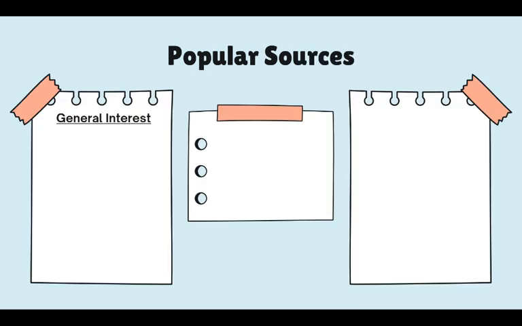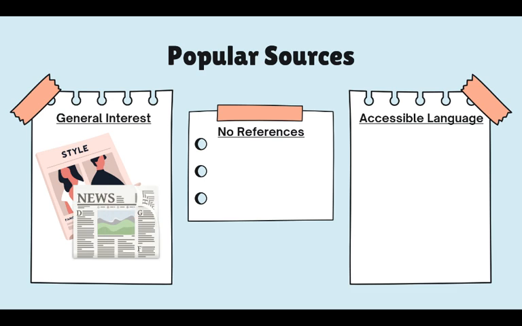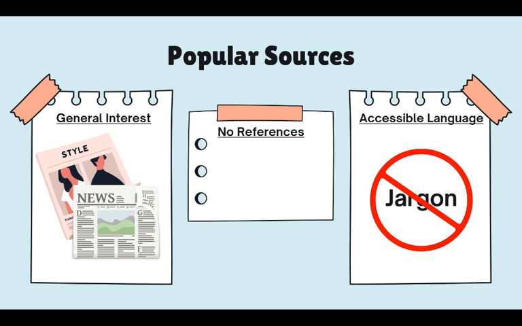The term popular source does not refer to how many times a source has been used. For a source to be considered popular, it usually means that it is a general interest publication, such as a newspaper or magazine. Popular sources are readily available and can be read quickly. They are often written to inform, persuade, or entertain the public, so they will use more accessible language and be written for all types of readers.